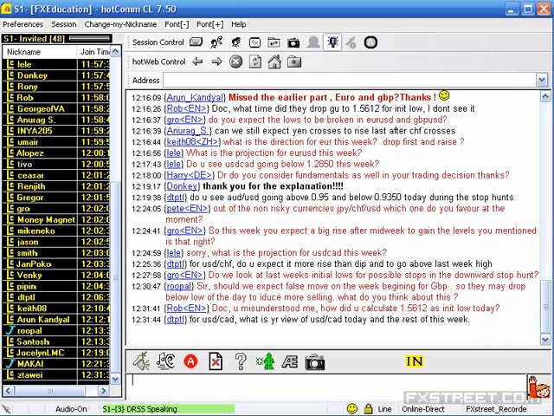Then this is the question. Okay, bro. So this week we expect a big rise. I am not telling big, I am expecting a rise, so a rise of about 200 to 250 pips. If you call it big, then fine.